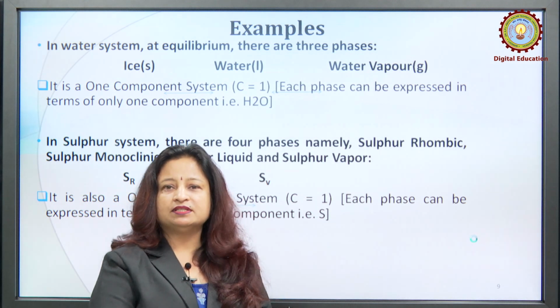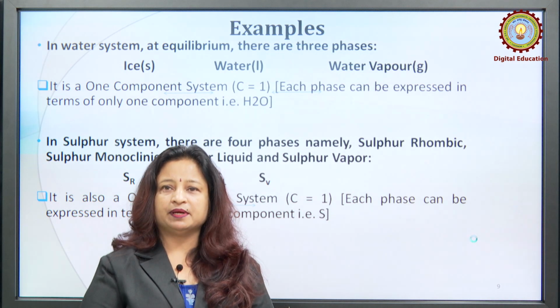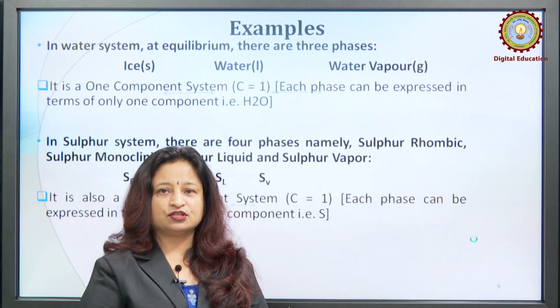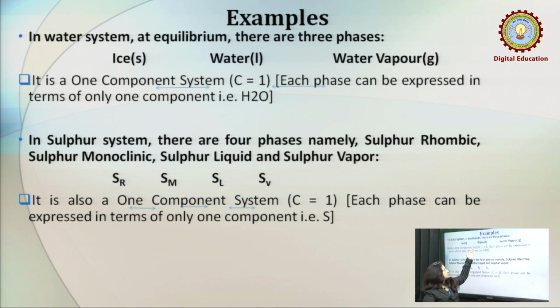Now, let us start with the simplest example. In the water system, what do we find? At equilibrium there are three phases. So, ice is in equilibrium with water and water is in equilibrium with water vapor. So, how many phases are there? There are three phases: solid ice, liquid water and water vapor. So, the number of phases is 3, P is equal to 3 in the case of the water system.